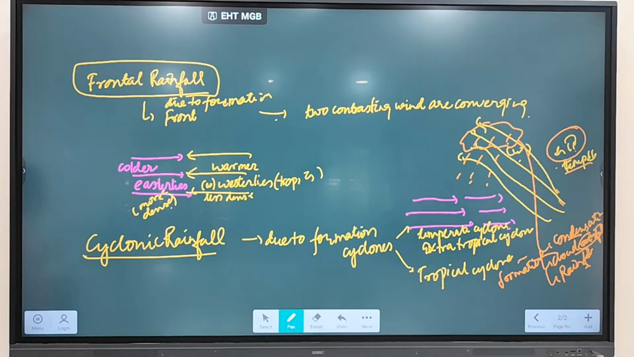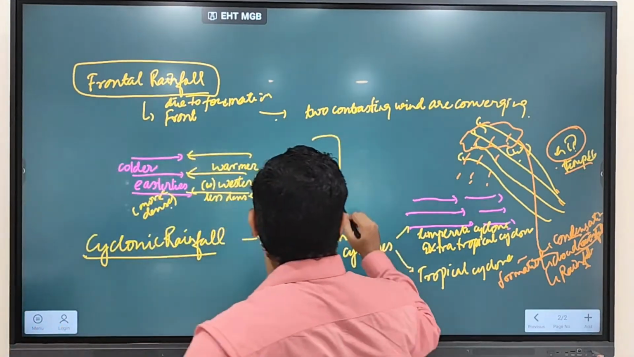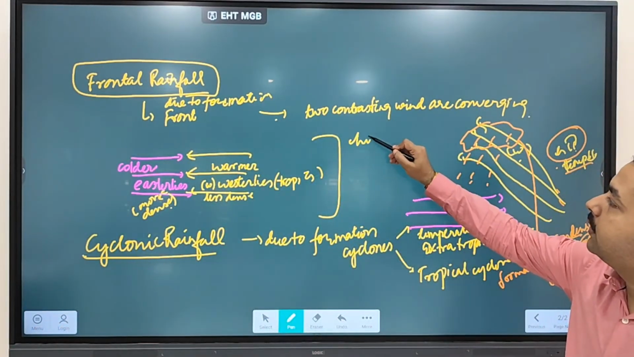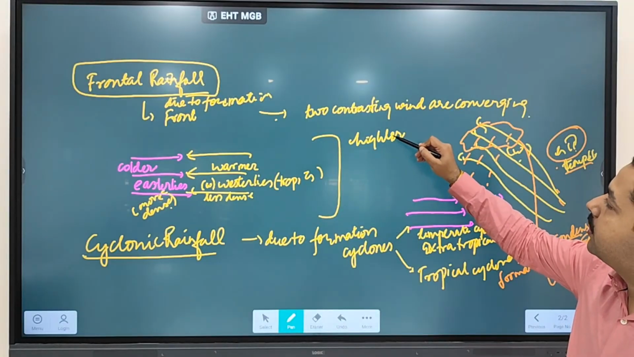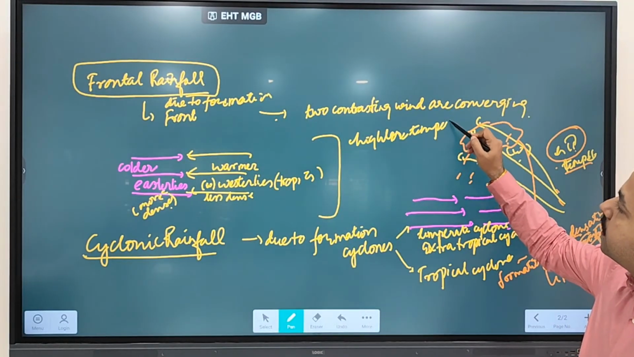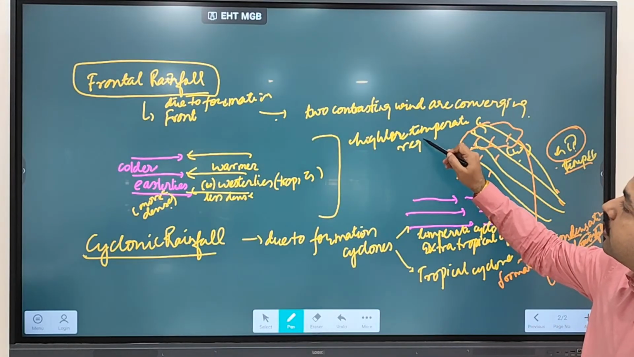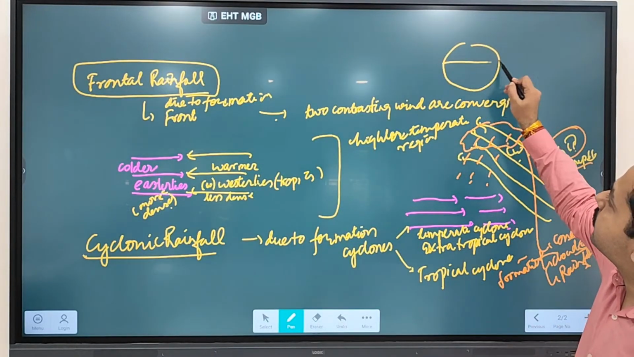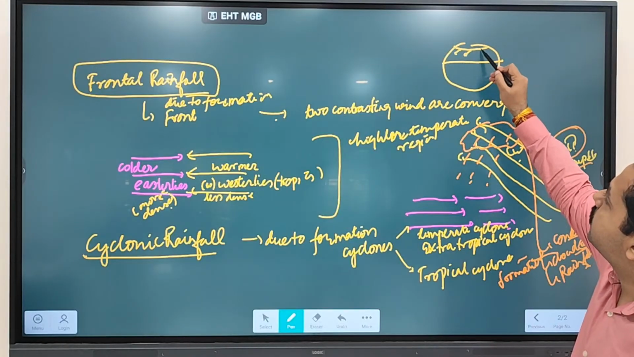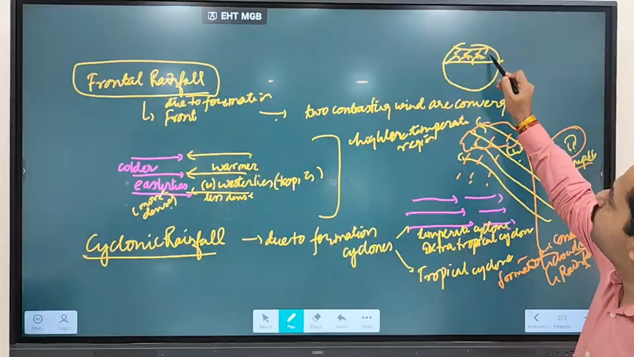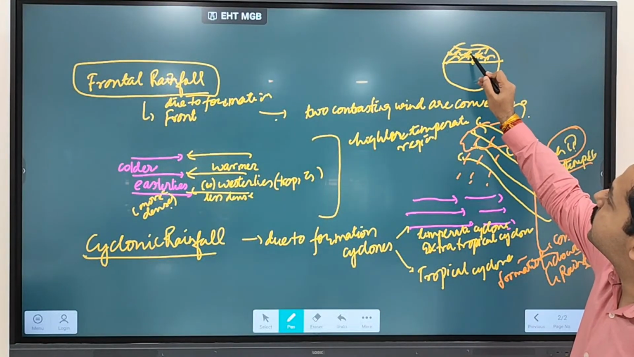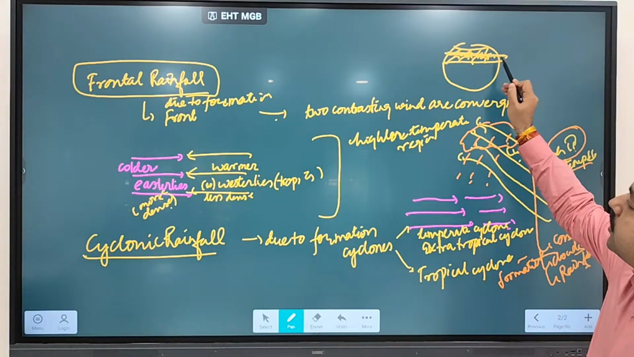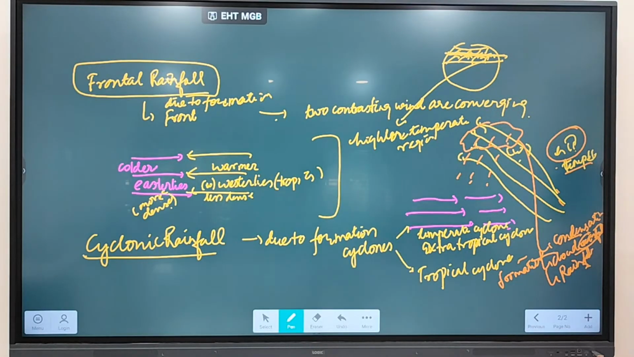So these are the different types of precipitation that you are seeing. So where will the frontal rainfall dominate? We discussed, in higher temperate regions, this type of rainfall is going to dominate, because these winds are converging in the higher temperate region. So westerlies are moving like this, easterlies are coming like this. So they are meeting in the higher temperate region. So that's why more frontal rainfall happens in the higher temperate region.